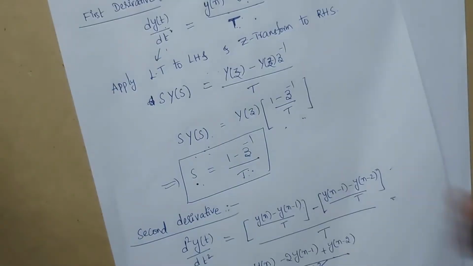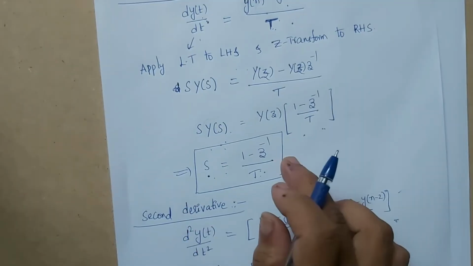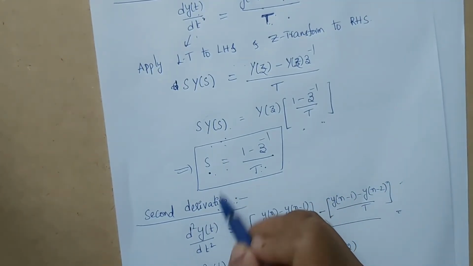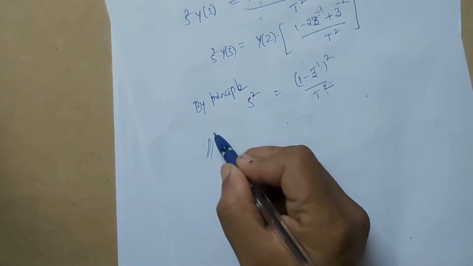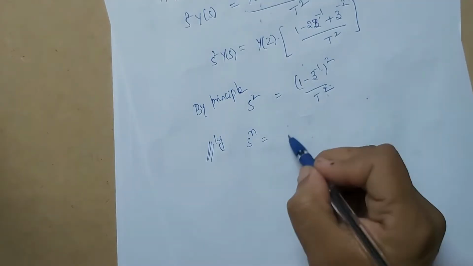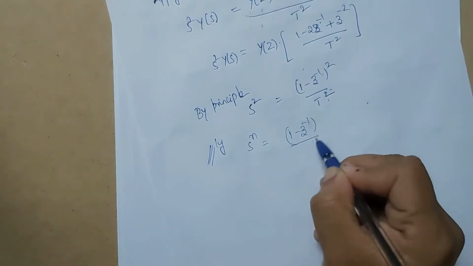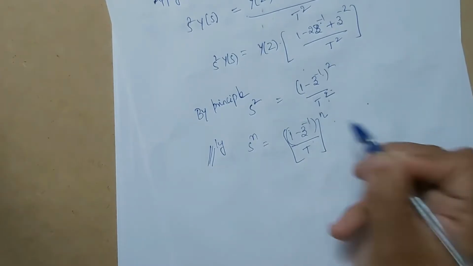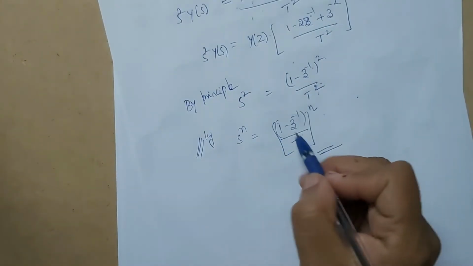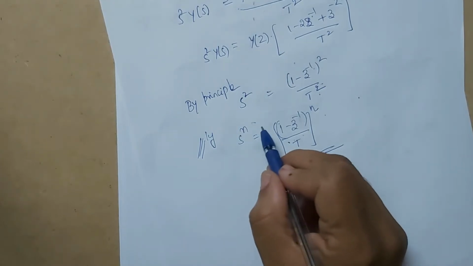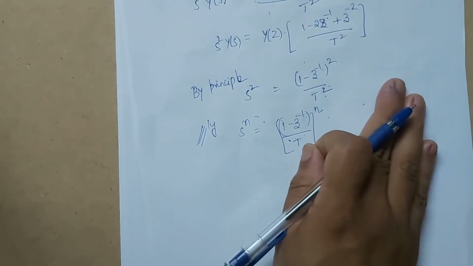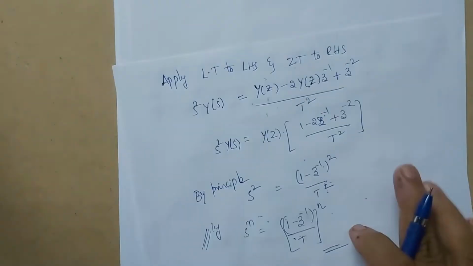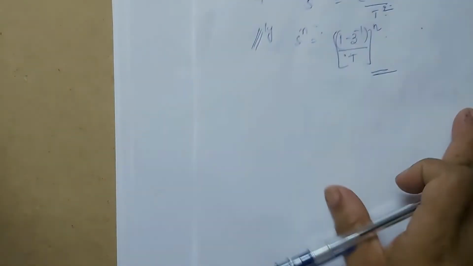For a single derivative, s is equal to 1 minus z inverse by t. If it is the second derivative, s square is equal to 1 minus z inverse whole square by t square. Similarly, s power n is equal to 1 minus z inverse divided by t, whole power n. So the relation stands the same for the nth derivative also. This is the derivative approximation method. So whenever the method is completed, we will map.